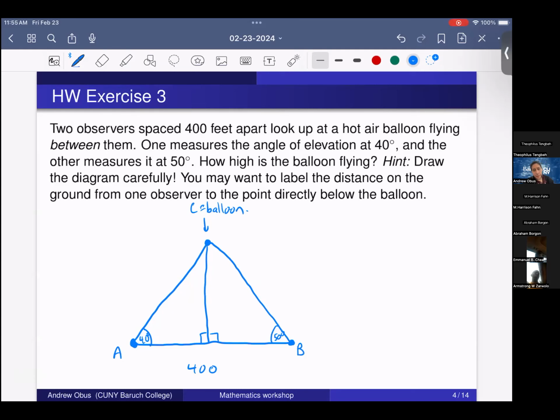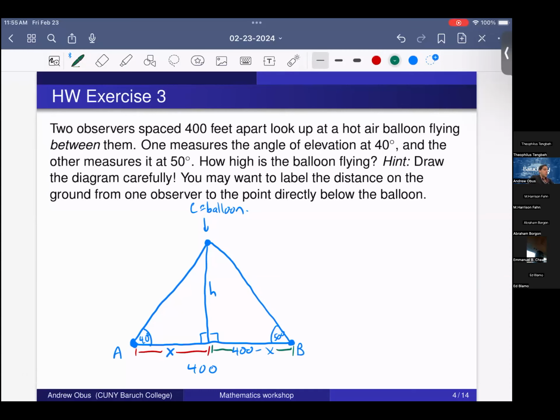So let's label the distance on the ground from one observer to the point directly below the balloon. So if this is H, I can call this distance here X. So X is exactly this distance. And if this distance over here is X, how can I label this distance? What's that going to be? It'll be 400 minus X. Exactly. So 400 minus X. Thanks, Ed. So this distance here is 400 minus X.